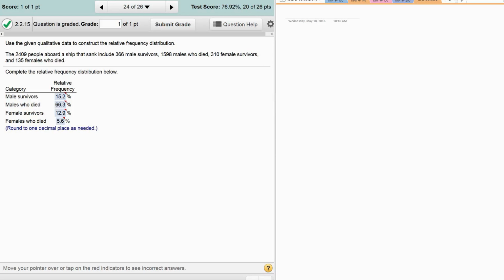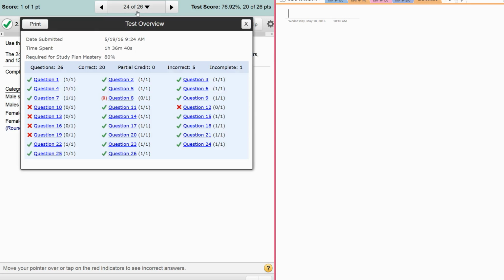So I already went through and looked at everything. On this very last one that you missed, 24, it was just a rounding issue. Like you put 15 instead of 15.2, 66 instead of... So I went ahead and gave you that point. It's not counted against you since you obviously did everything right. It was just a rounding issue. So I wanted to say that first.